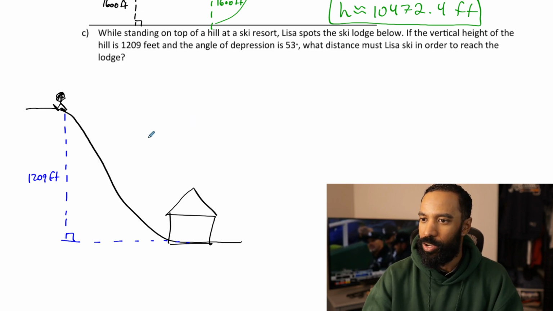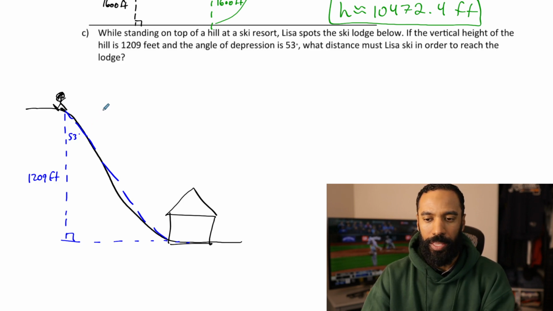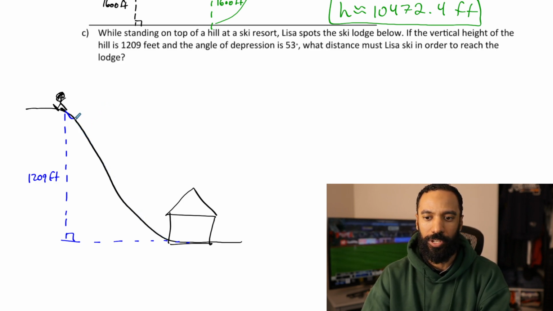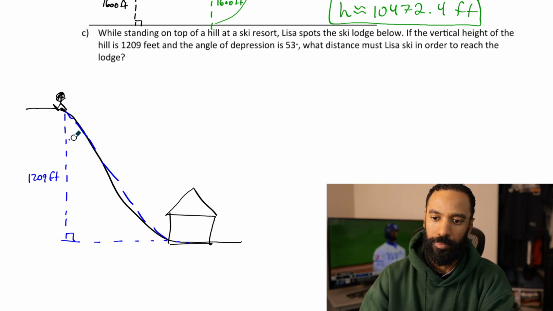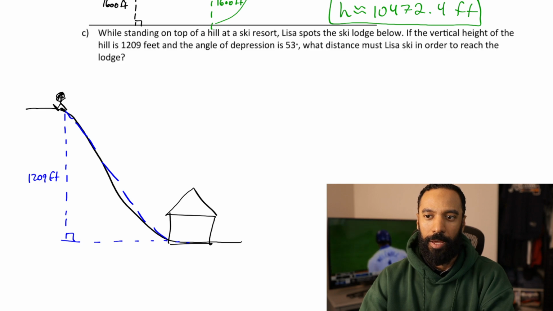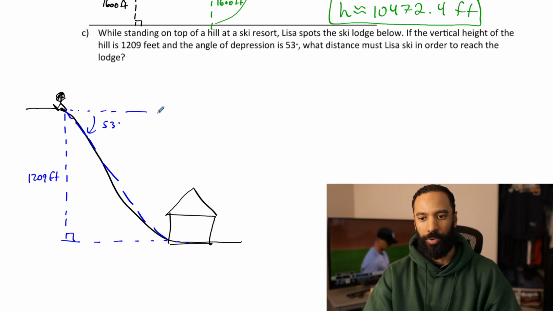Now, this angle of depression is 53 degrees. Here's where you got to be careful. I'm going to draw this guy right here, which basically represents Lisa looking down. But this is not 53 degrees. No. The angle of depression is from her horizontal line of sight. I'm not going from her head, but just from her foot right there. This is the horizontal line of sight. This is 53 degrees downward right there.